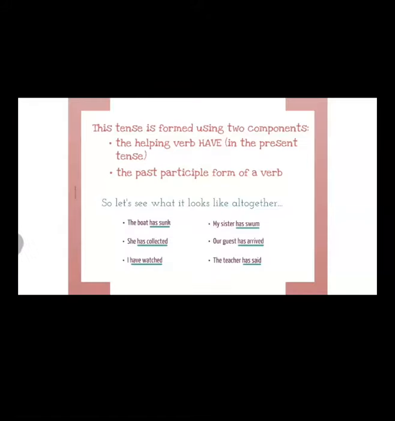Okay, this sentence is formed using two components. Okay, para formar una oración de un present perfect tenemos que tener dos componentes. The first one is the helping verb have in the present tense. El primero es cuando nosotros tenemos el verbo have, ¿sí? En el presente, no lo cambiamos. And then the second one is the past participle form of a verb. Entonces, para poder escribir una oración, nosotros tenemos que tener el past participle, el pasado participio del verbo, ¿sí?